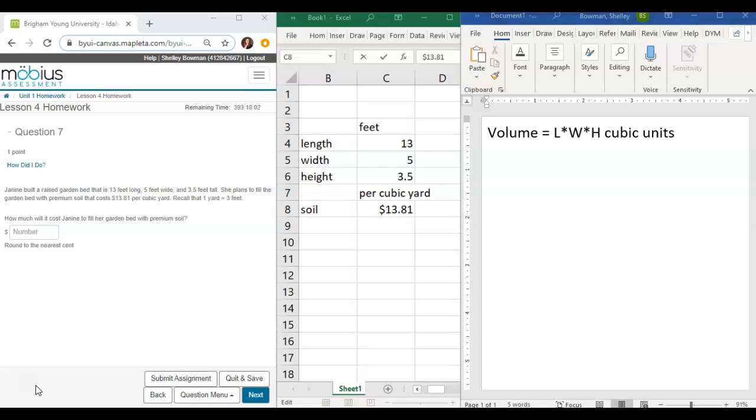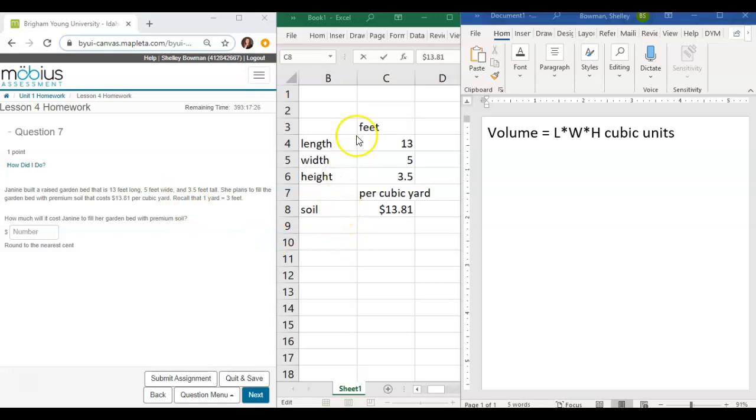So the first thing I did is I just gleaned all the information and threw it down so that I don't have to keep looking through all of the words in the English story problem. It just helps me visualize it with my own learning personality. So I gleaned that it's 13 feet in length, 5 feet in width, and 3.5 feet in height. That's just something that helps me to see it. Then I can see that it's $13.81 per cubic yard for her soil.